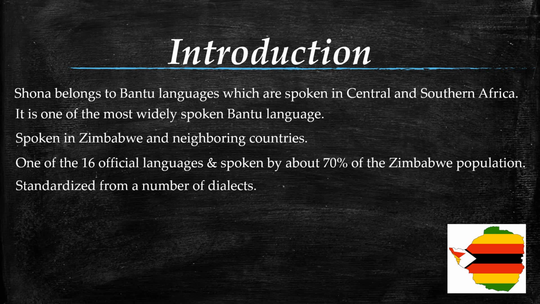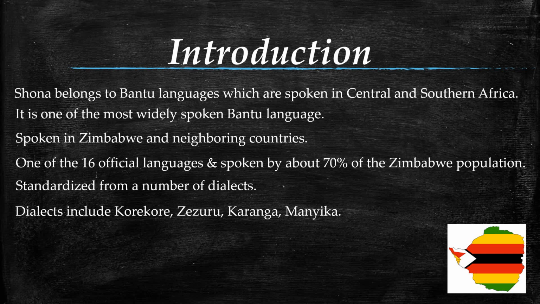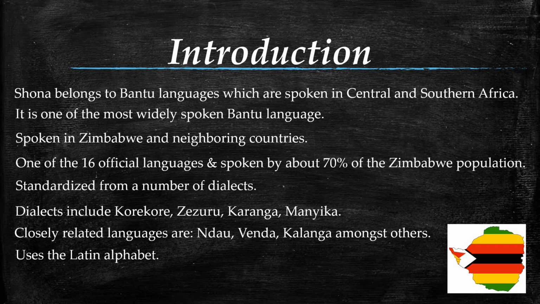It is standardized from a number of dialects which include Kore-Kore, Zezuru, Karanga and Manyika. It's closely related to the Ndau language, which is spoken along the eastern border, Venda on the southern border, Kalanga on the western border, amongst other languages.